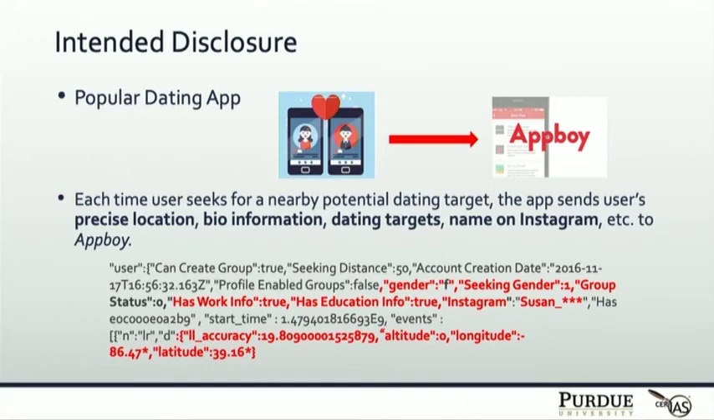Here is a popular dating app, and it integrates a third-party library called AppBoy. So every time the user looks for a nearby potential dating target, this app will send the user's precise location, bio information, and the dating target's name on Instagram to the third-party library. However, at the same time, we did observe these data are also shared with the app's own server. So basically, these sensitive data are shared in multiple copies with different parties.